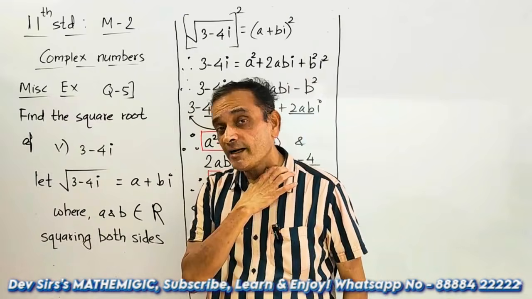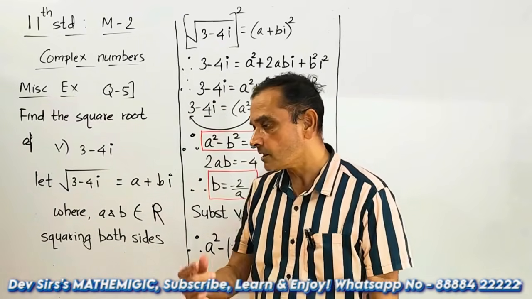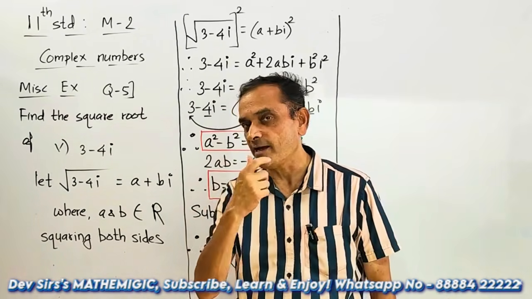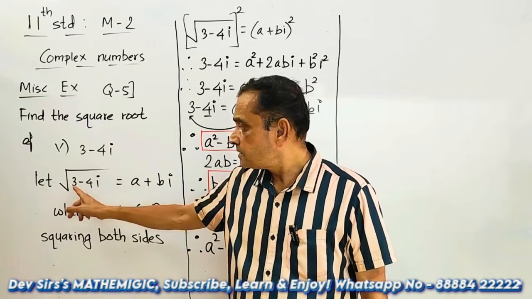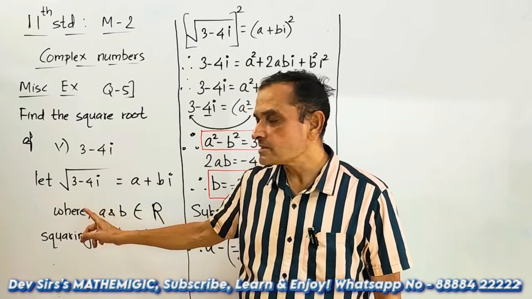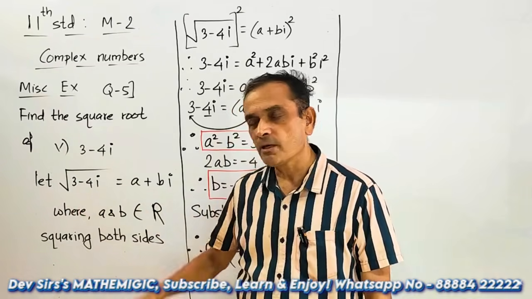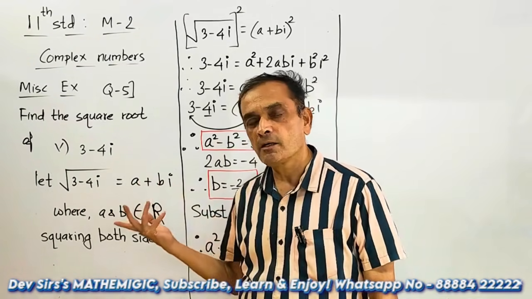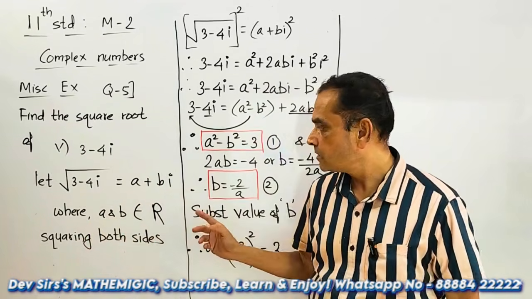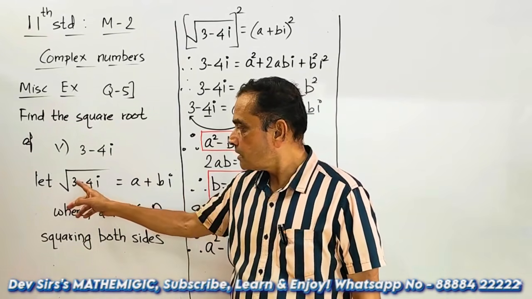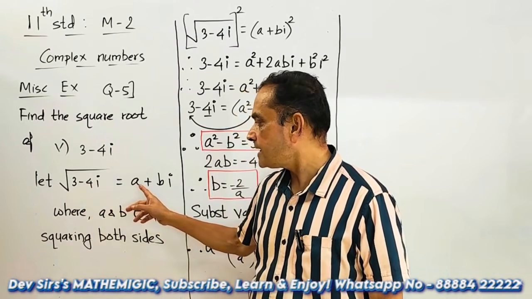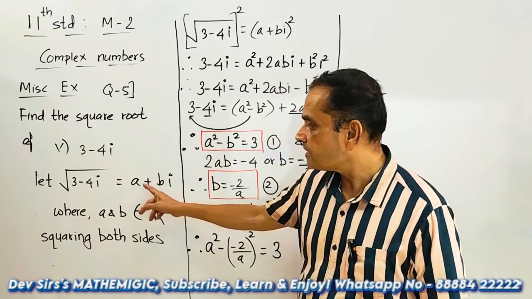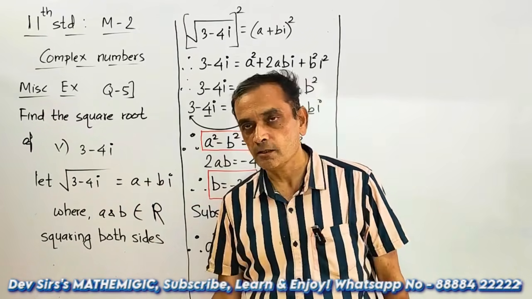Now, why did I write this step? हर एक स्टेप के लिए you should ask yourself why. This is a complex number. A complex number has a real part and an imaginary part. So the square root will also have a real part and an imaginary part. No rocket science. So root of 3 minus 4i, let it be a plus bi. a is the real part, b is the imaginary part.